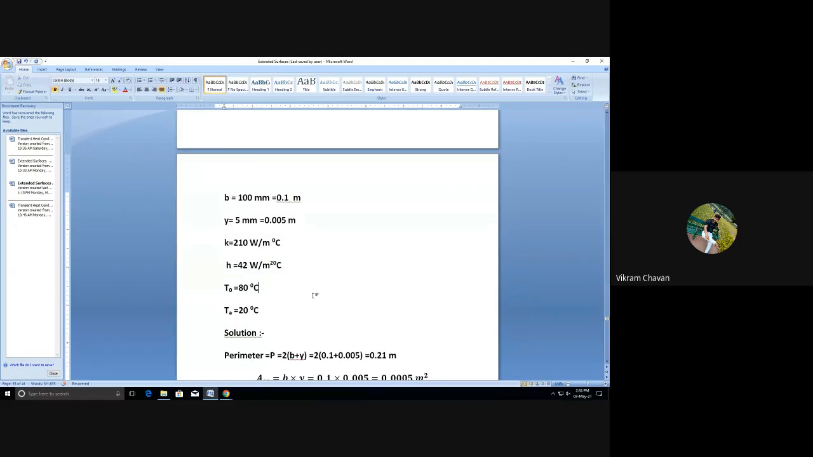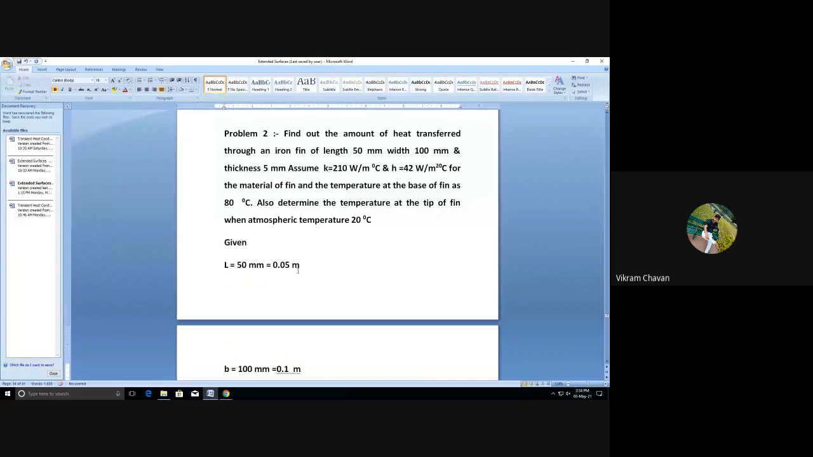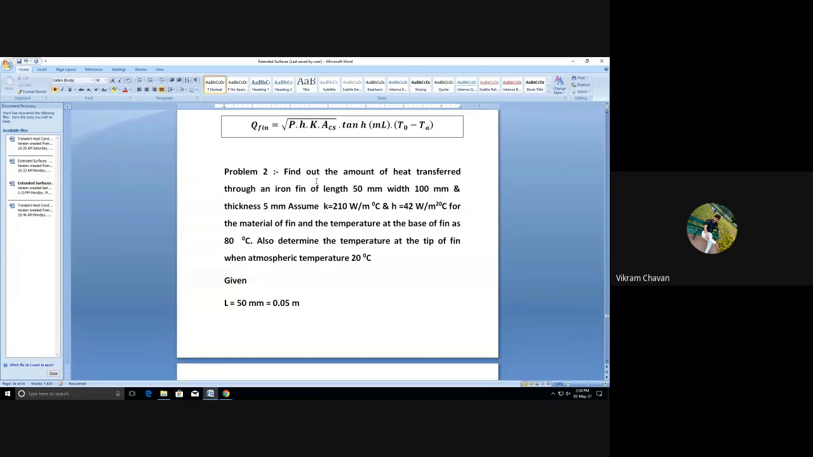Okay. So solution: by considering what we need to find out, we have to consider the solution. So we have to find out the heat transfer through an iron fin. For that purpose we have to use this particular formula. In that formula, H is given, K is given. P we need to calculate. P is nothing but perimeter, and the perimeter formula we know: 2 multiplied by (B plus Y).